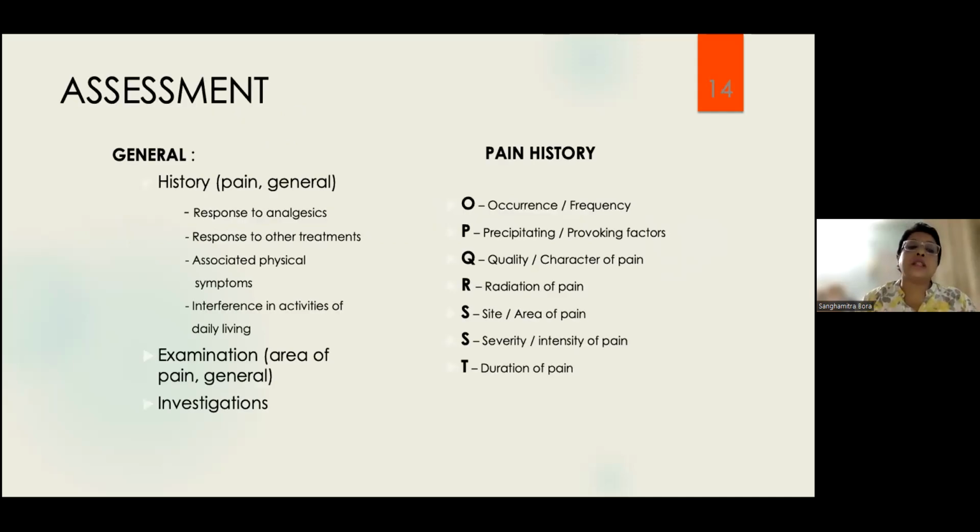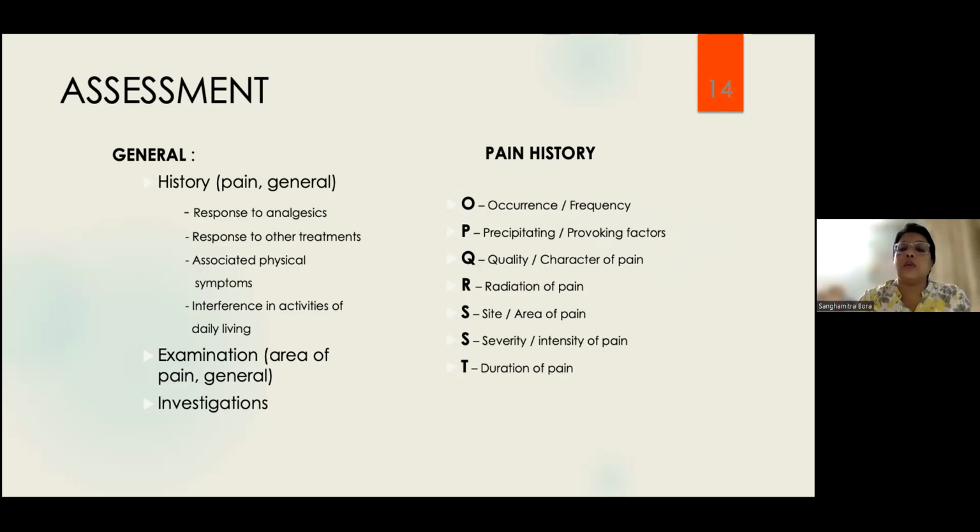So generally speaking, we have to take a pain history, and in the general history, we take the response to analgesics, response to other treatments, associated physical symptoms, interference in activities of daily living, etc. And then examination of the area of the pain, and of course, the general examination, and a few investigations. So clinically speaking, when we take the history of the pain, we follow a mnemonic which is O, P, Q, R, S, and T.